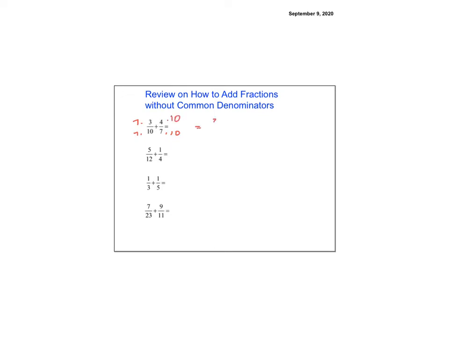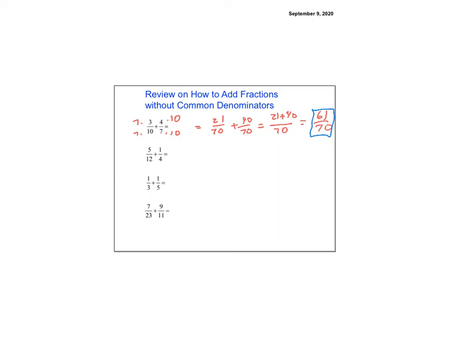So then what do we get? We get 21/70 plus 40/70. Now we have a nice common denominator, so we can simply add our numerators together, and we get 61/70. And always look to see if you can reduce the fraction. In this case, we cannot reduce it, so that is our solution.